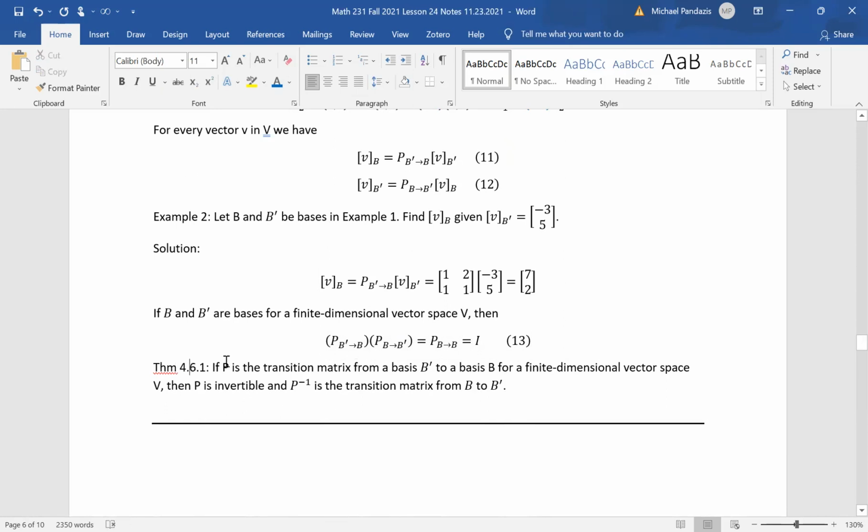So theorem 4.6.1 says if P is the transition matrix from a basis B prime to a basis B for a finite dimensional vector space V, then P is invertible and P inverse is the transition matrix from B to B prime. That's what 13 is saying. It's saying that if you have a transition matrix from one basis to the other, either this one or this one, its inverse is the transition matrix of the bases going in the opposite direction. So that's theorem 4.6.1.